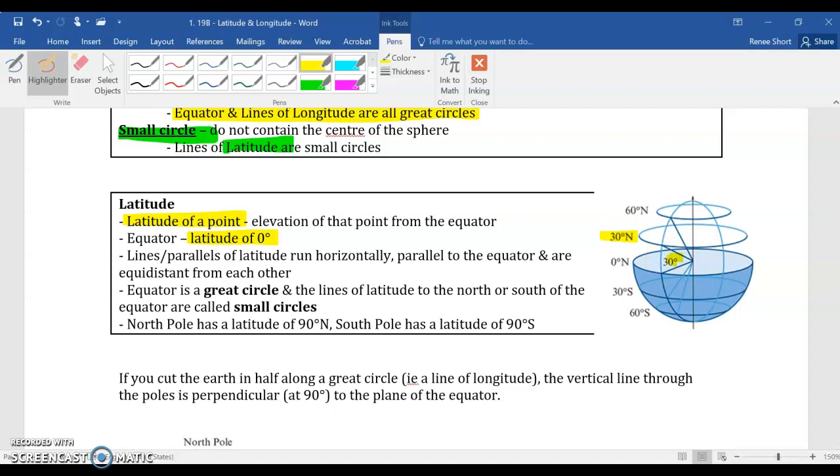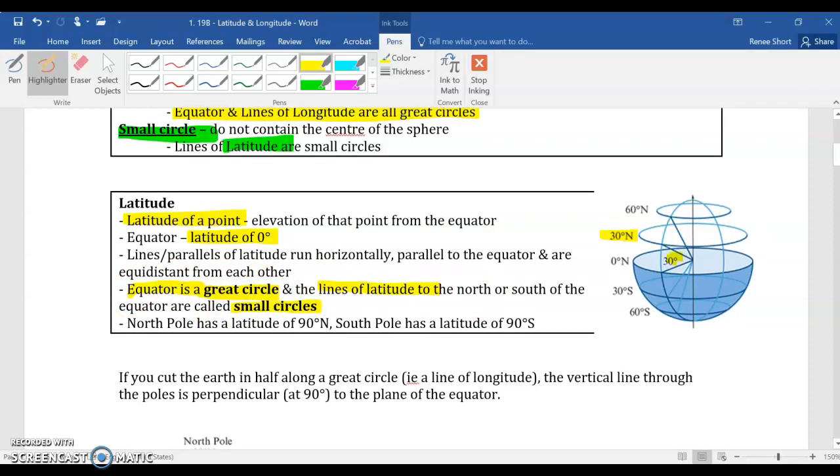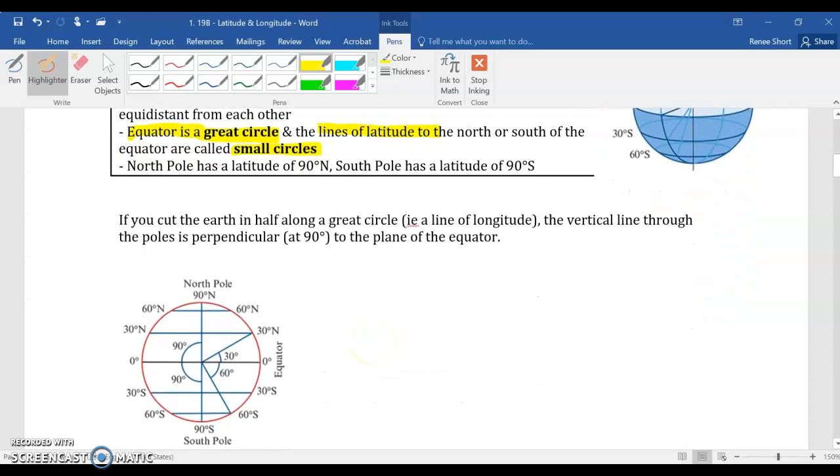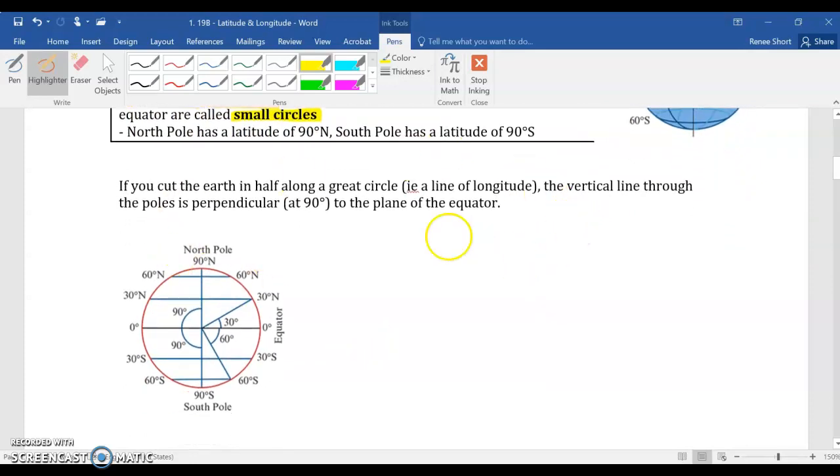Lines or parallels of latitude run horizontally and parallel to the equator, and they're equidistant from each other. The equator is a great circle, but lines of latitude become small circles. The North Pole has a latitude of 90 degrees north, and the South Pole has a latitude of 90 degrees south. If we cut the Earth along a great circle, along a line of longitude, we can create this vertical line that joins our North and South Pole together.